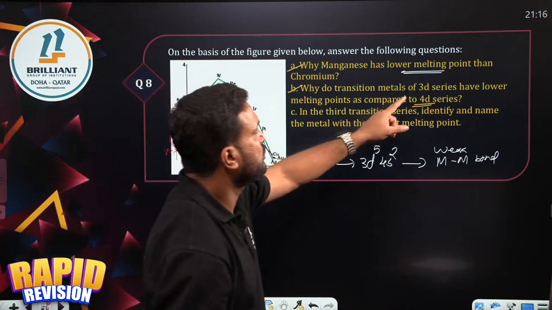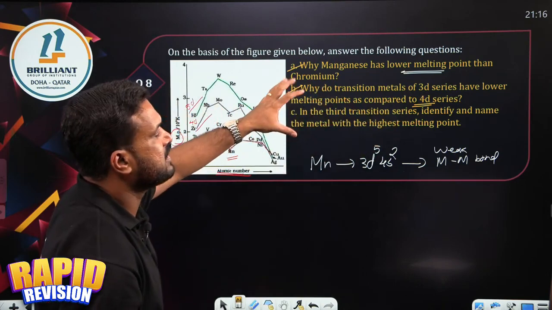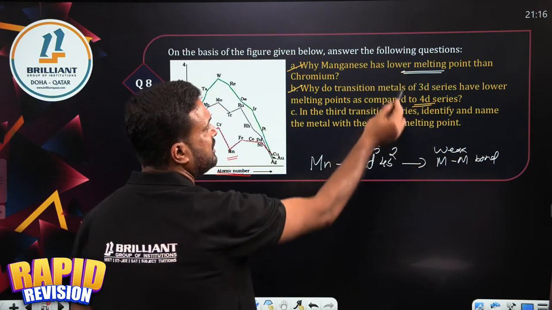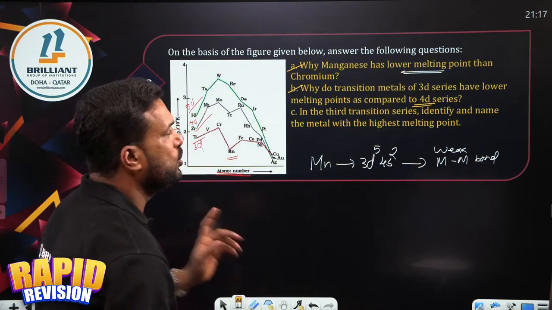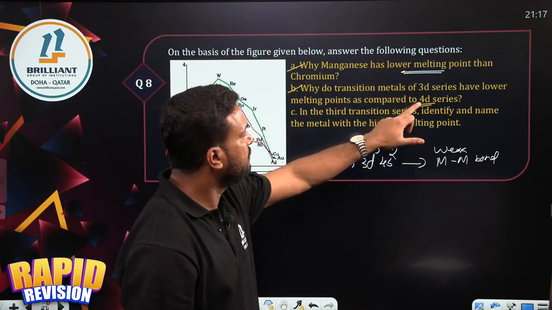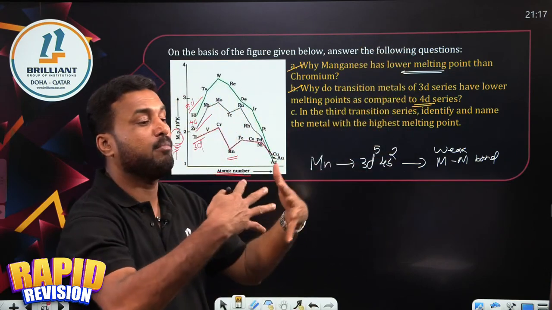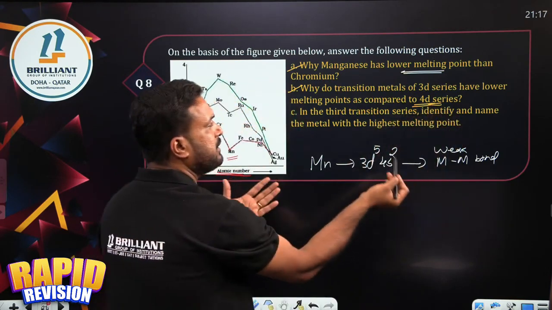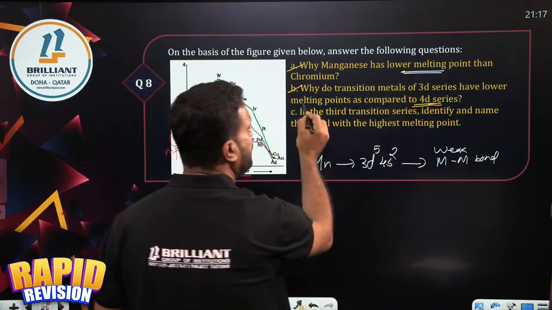So in the 3d series, electrons are in 3d and in 4d they are asking. Why do transition metals of the 3d series have lower melting point? So lower melting point means weak metal-metal bond as compared to 4d. 4d means they make more frequent metal-metal bonds. More frequent metal-metal bonds means stronger metal-metal bonds. Stronger metal-metal bonds means the melting point will be high. Because they are talking about melting point again.